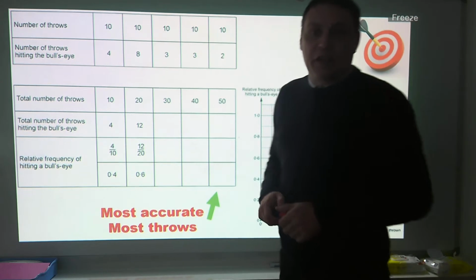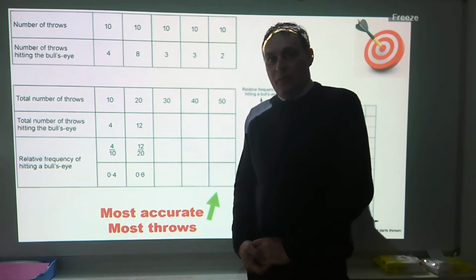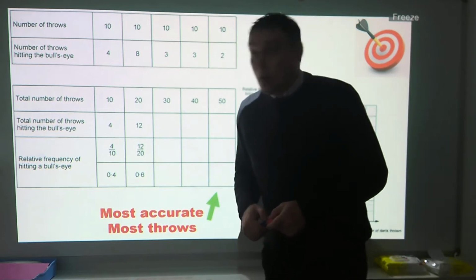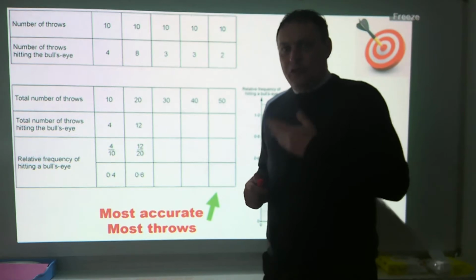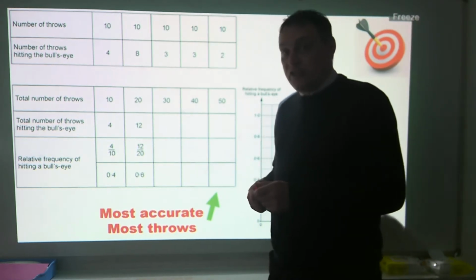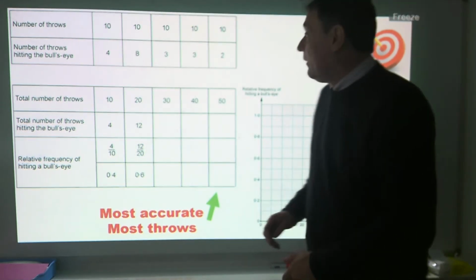Hello everybody. Today what we're going to be looking at is something called relative frequency when it comes to probability. Now, what relative frequency means is the more times that you do an experiment, just like in science, the more accurate it becomes. Let me show you what I mean with this question.